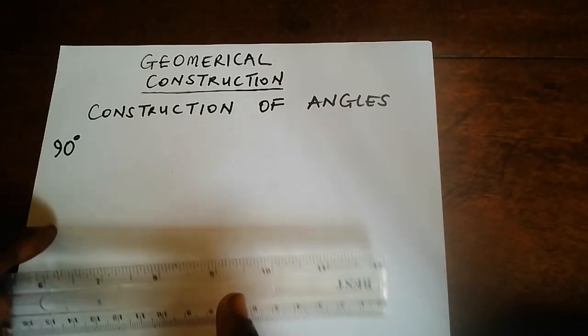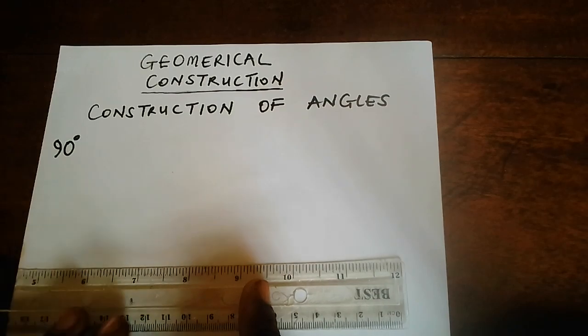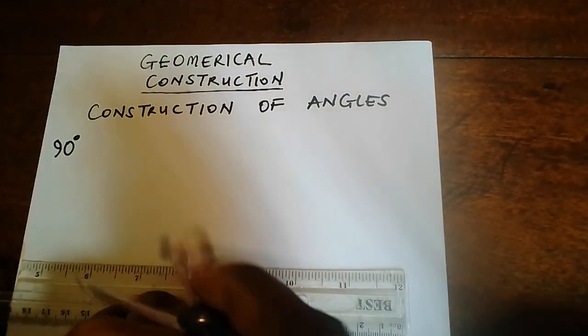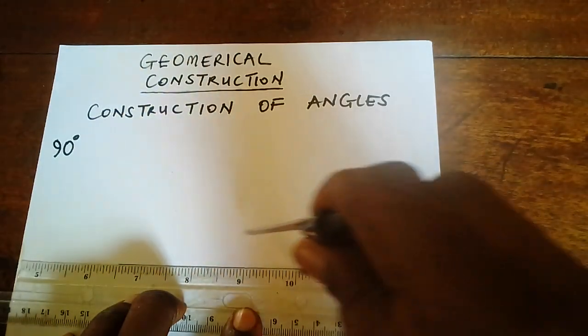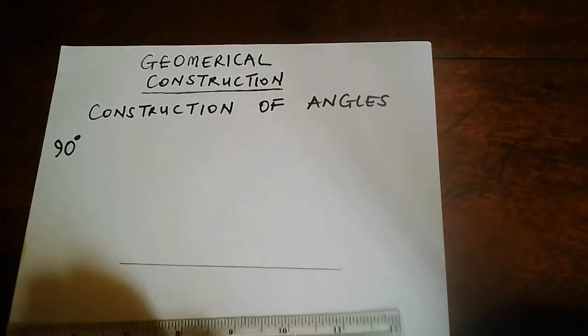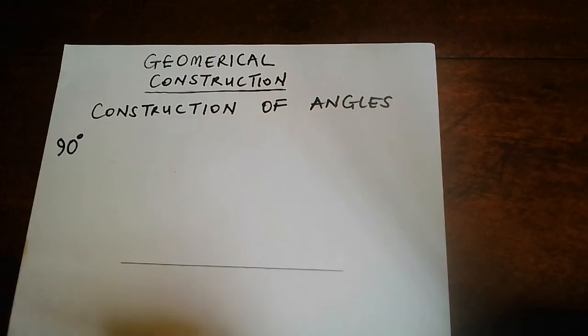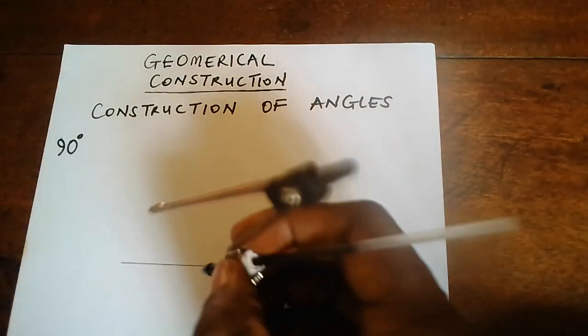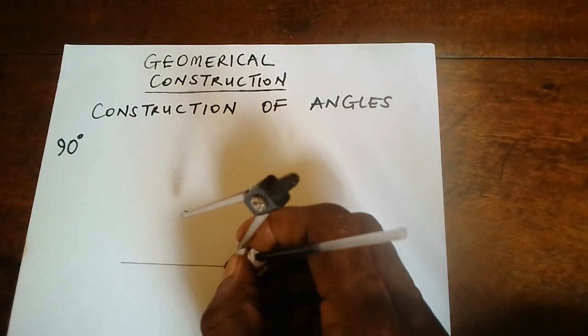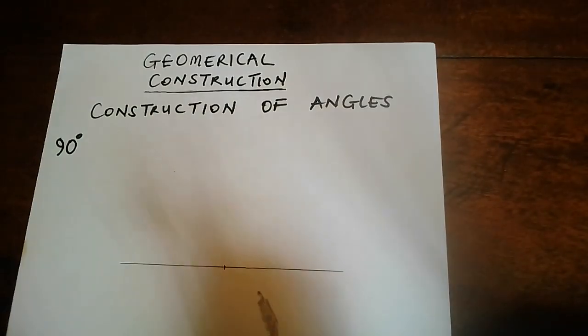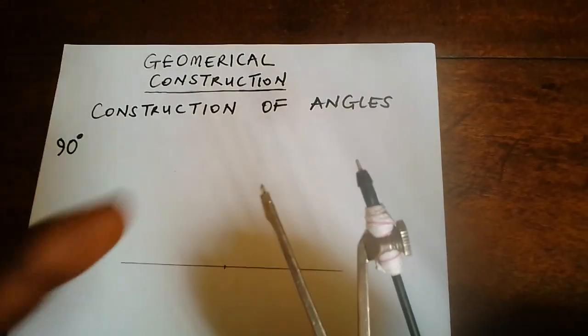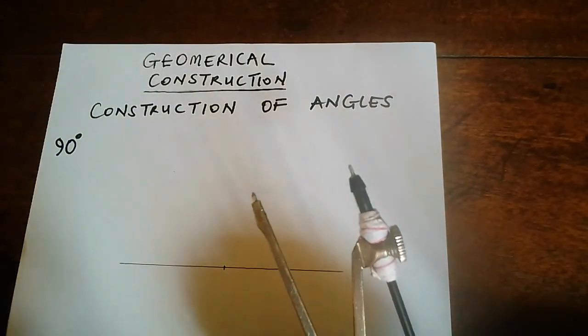Now, to be able to construct angle 90 degrees, first of all, you rule your horizontal line. This is the line. You have ruled that. Then you mark the midpoint, the middle. That is the point you are going to place the pin of your compass. You can see this is your compass. So this is the pin of your compass.